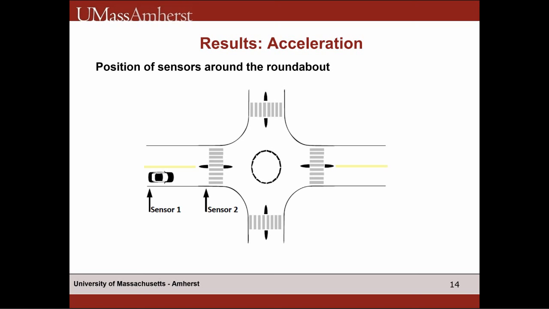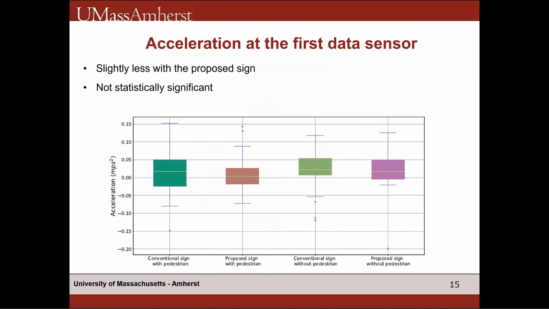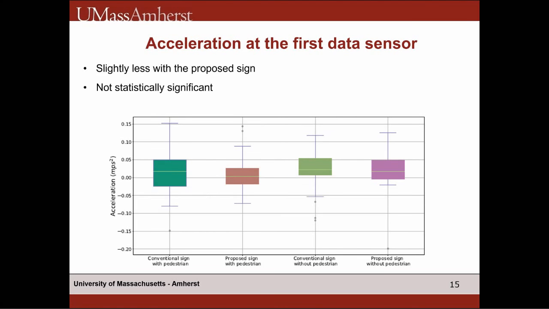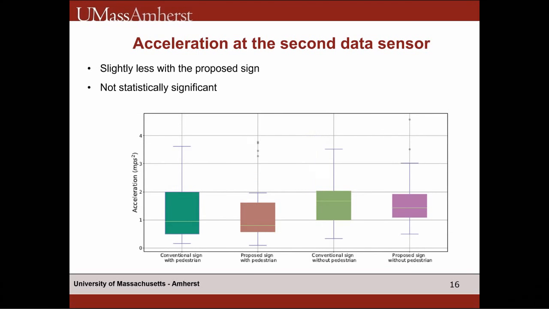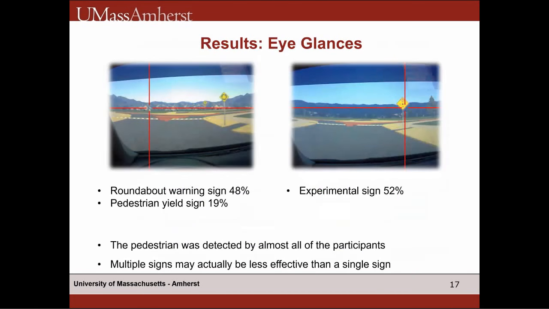So as we expected, we didn't get any significant result, but it's a little obvious that their acceleration was less with the proposed sign in the first point and in the second. So we got some good results from their eye glances, and as I mentioned before, we used the eye tracker to capture their eye glances.